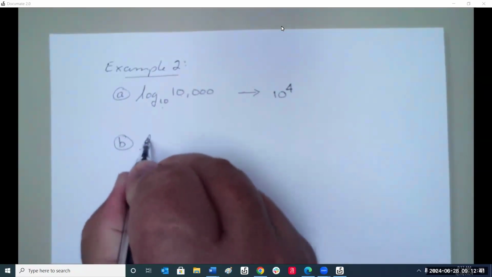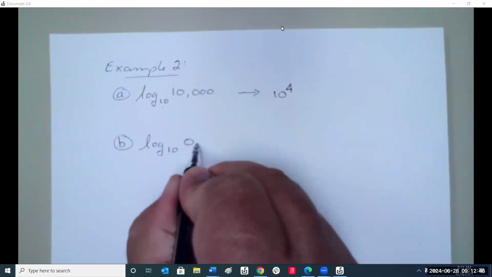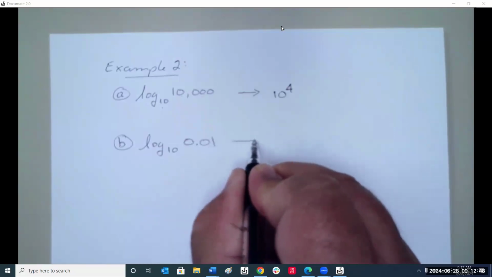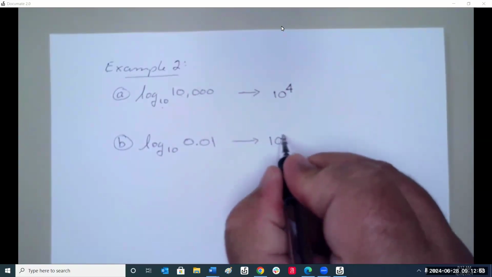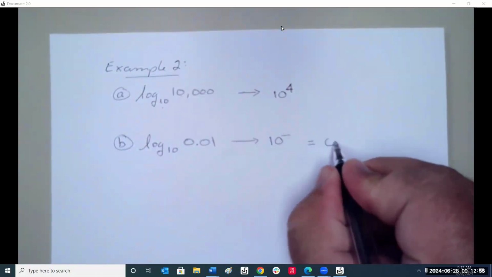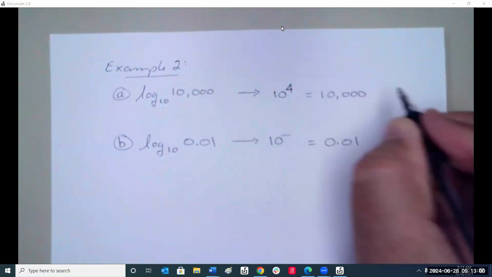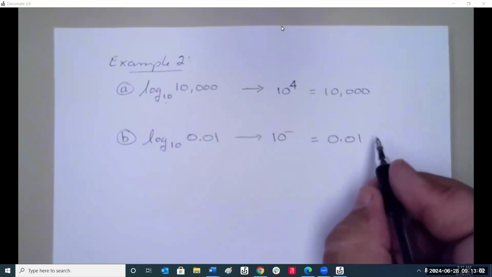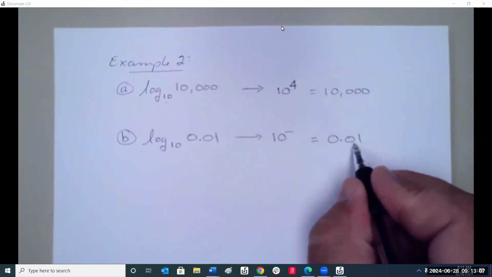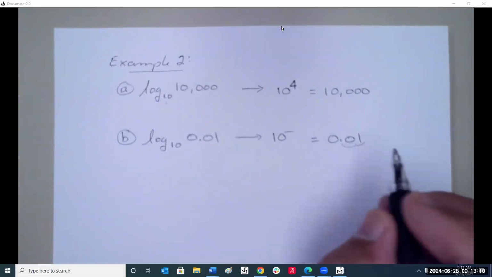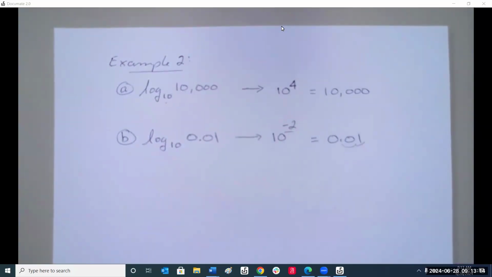B, log base 10 of 0.01. So what does 10 have to be raised to equal 0.01? We know that 10 tells us each step. So it's -1, -2. So 10 to the power -2.